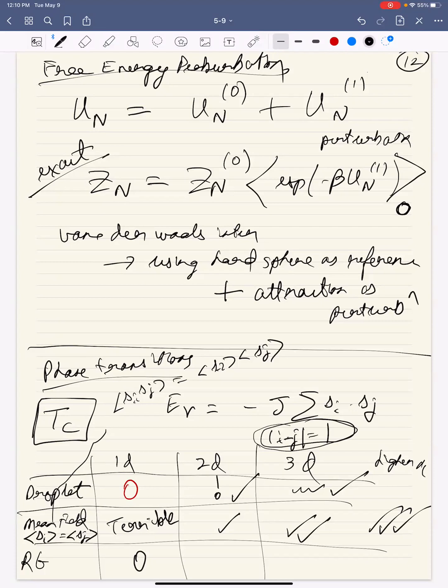I did not prove these two statements. Especially the second one is highly non-trivial to prove, as to why mean field becomes exact in the presence of infinitely long interactions. You can read literature on that. And the renormalization group works well across dimensions. It works well in all dimensions. This is where we stopped.